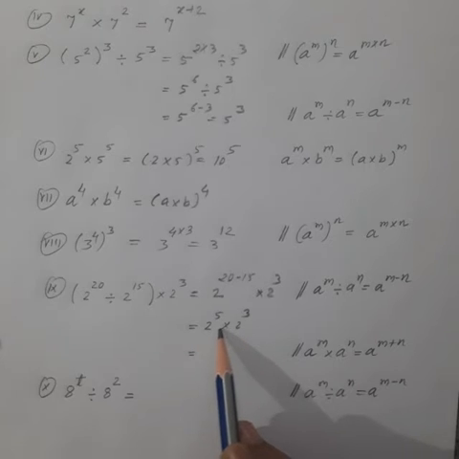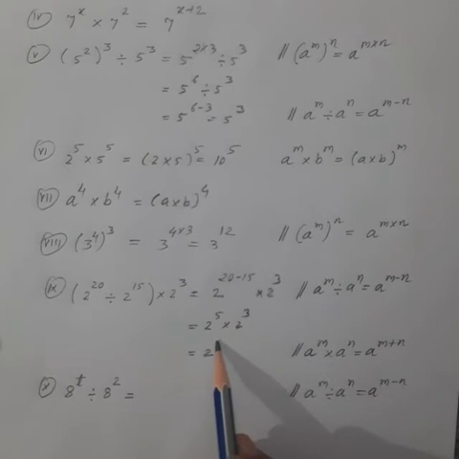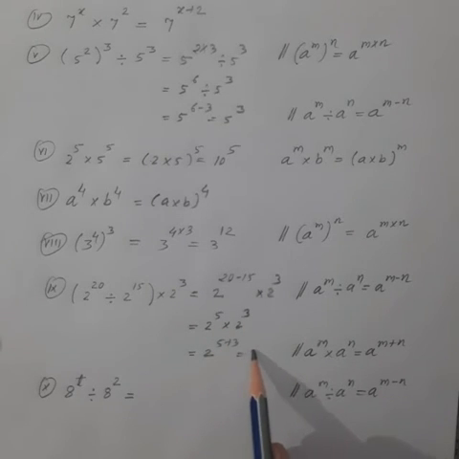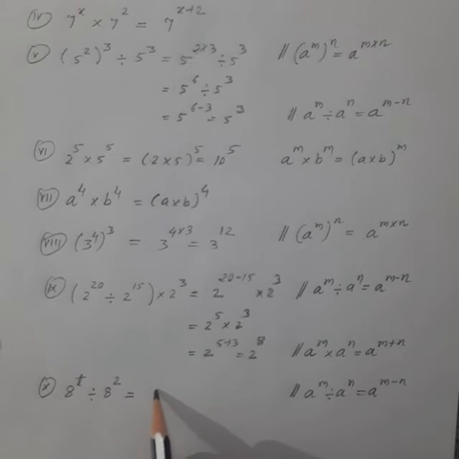Now it is the multiplication of two numbers with same bases. Keep the base same and add the powers. 5 plus 3: 2 raised to the power 8. Here two numbers with same bases are divided. So keep the base same and subtract the powers. 8 raised to the power 10 minus 2.